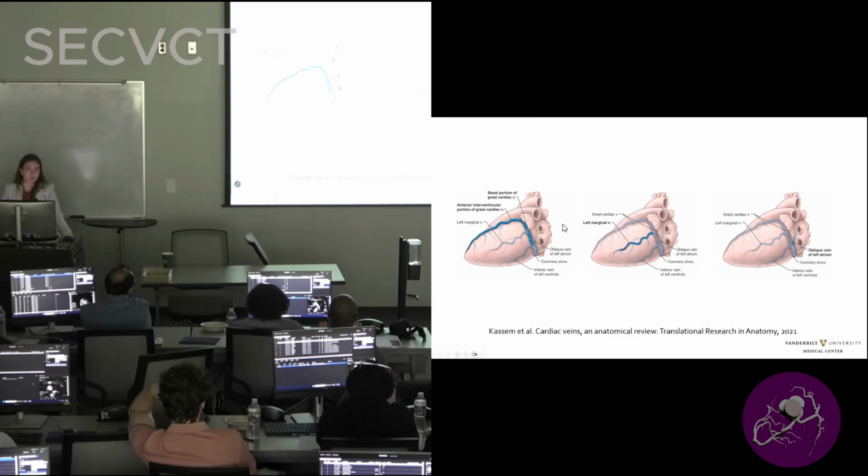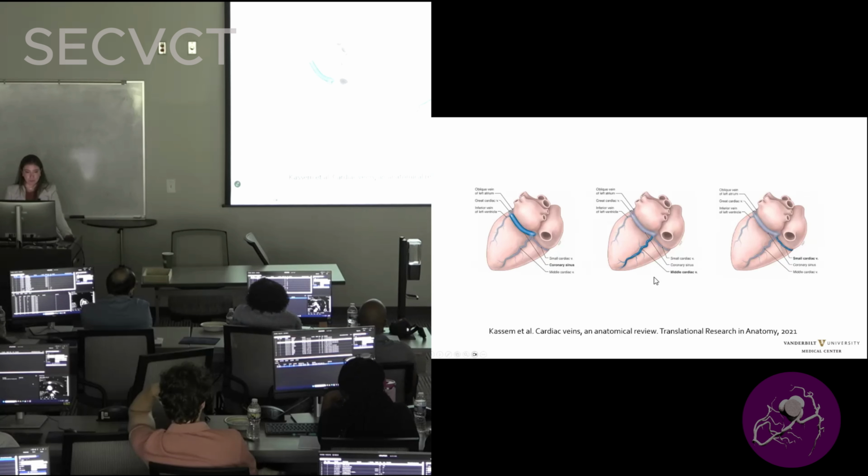It's important to know some of the variants. So just a schematic here of what I was talking about: the anterior, the left marginal, the oblique vein, and then I have a picture of the left oblique vein, which is the Marshall, and then the coronary sinus.